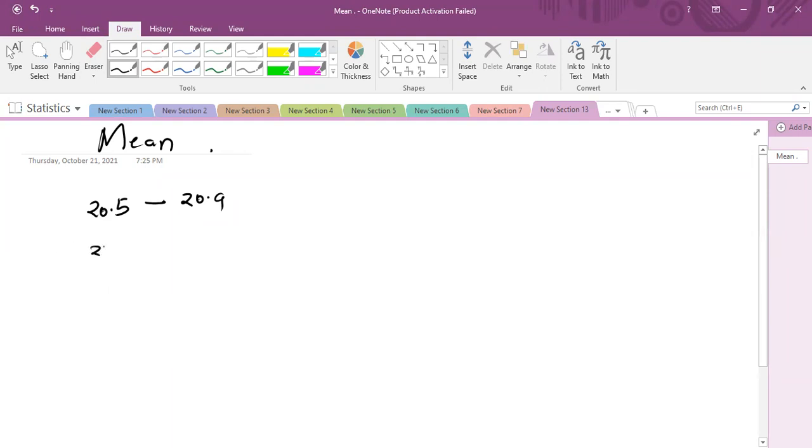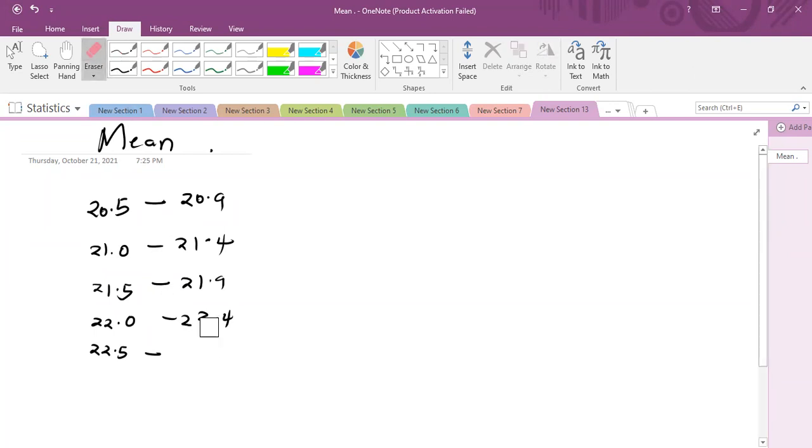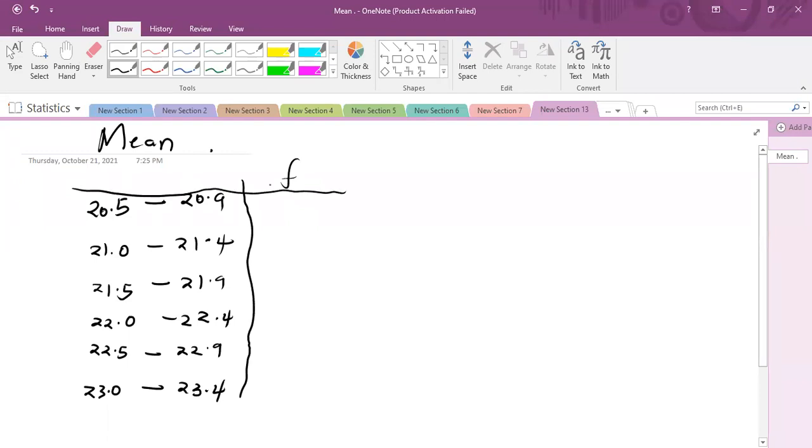Then I have 21.0 to 21.4. Then I have 21.5 to 21.9. Then I have 22.0 to 22.4. Then I have 22.5 to 22.9. Then I have 23.0 to 23.4. Then the frequencies are, so this is the data, this is the frequency.